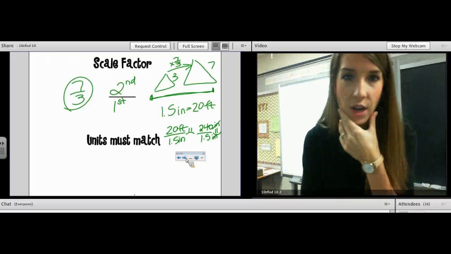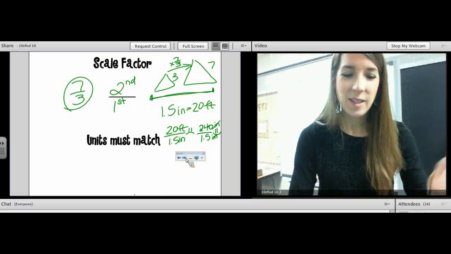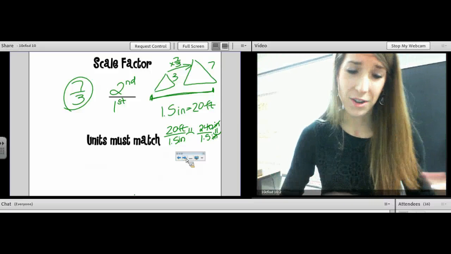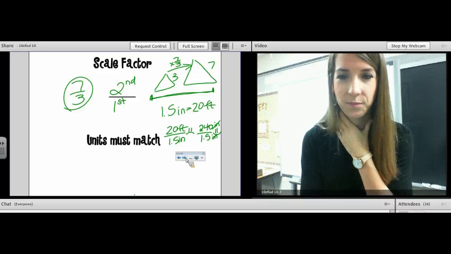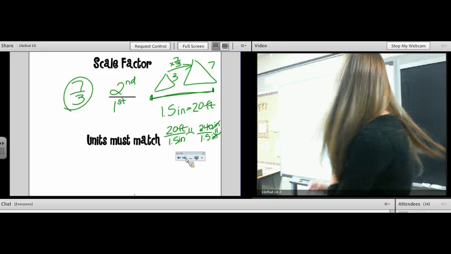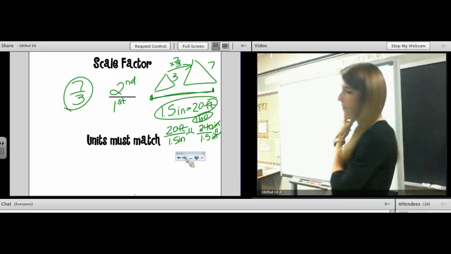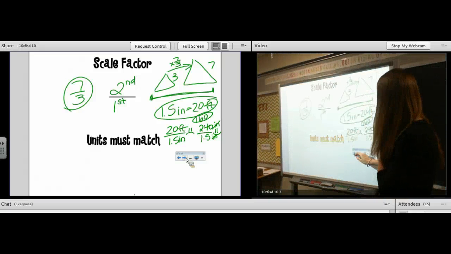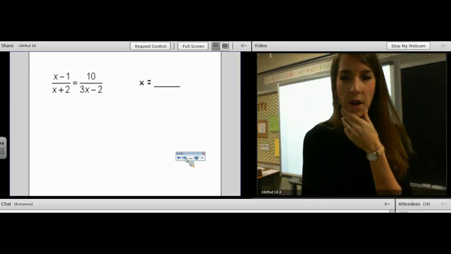Because scale factors should not have units. Scale factors are unitless. I've talked about that before. So then we would just reduce 240 divided by 1.5, and our scale factor would be 160. It's a huge scale factor. I just made that up. Sorry about that. Okay, so this scale factor right here would be 160, and it doesn't have units. Okay, let's move on. Let's work some problems.